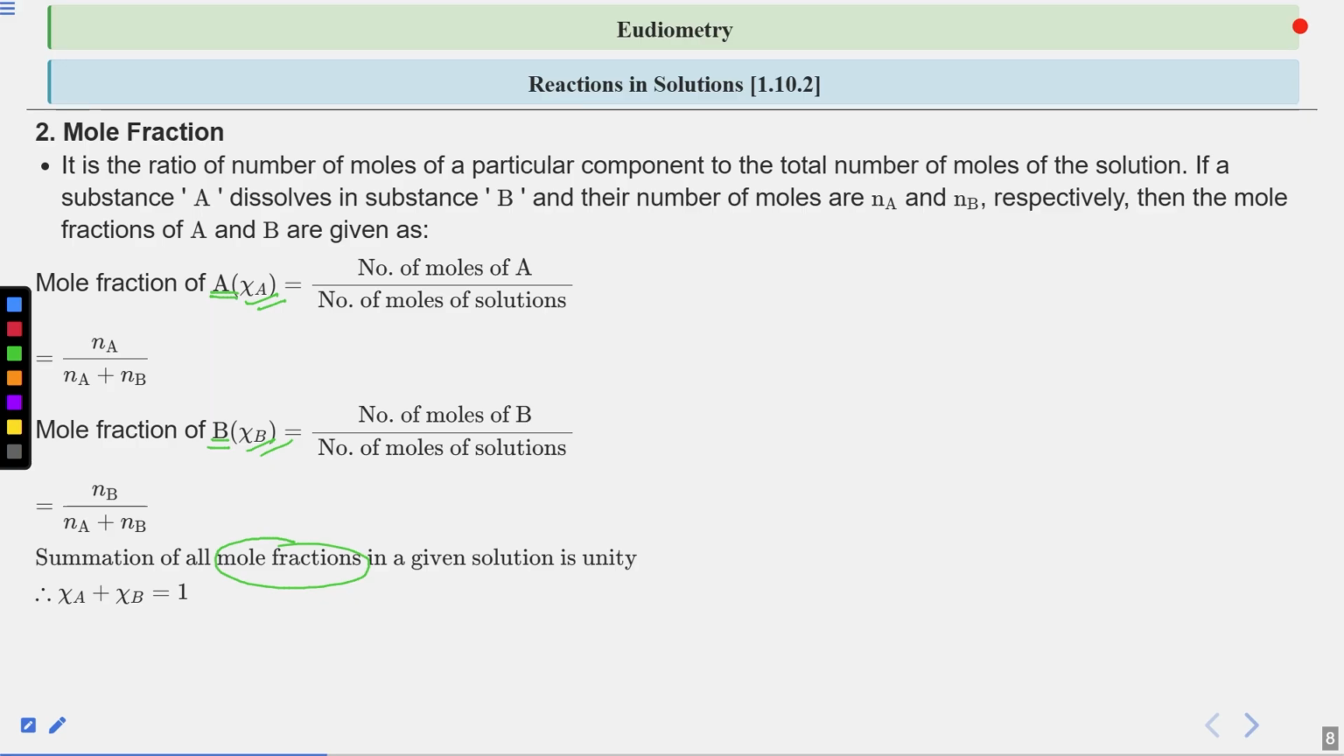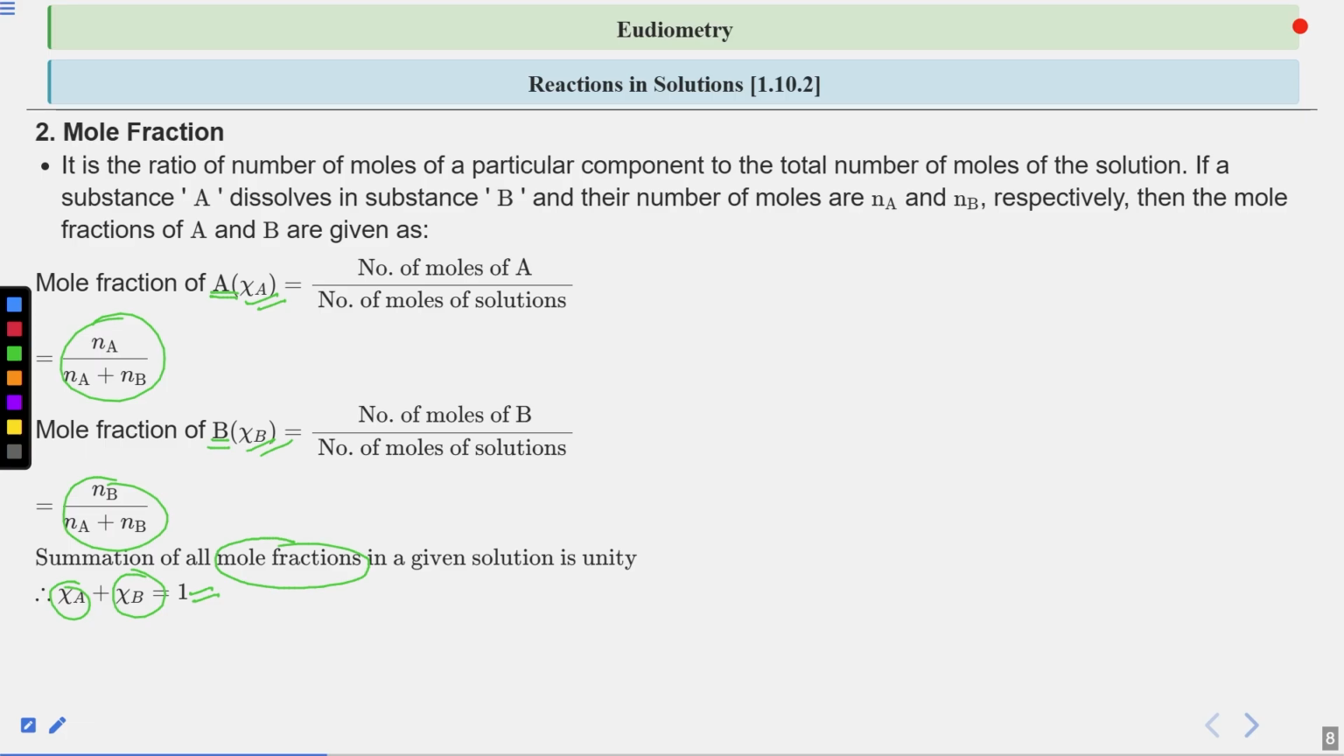So again, I'm repeating it. Suppose we have a solution in which we have only two components, A and B. Then chi A is the mole fraction of A and chi B is the mole fraction of B. Clear? If you add both of these mole fractions, you will get 1. Just try to derive this formula. How will you derive it? Put the value of chi A, put the value of chi B, and see whether you are getting 1 or not. This is work for you.